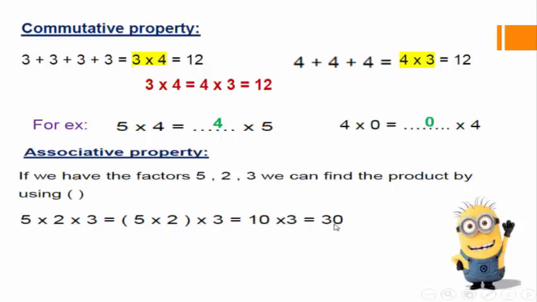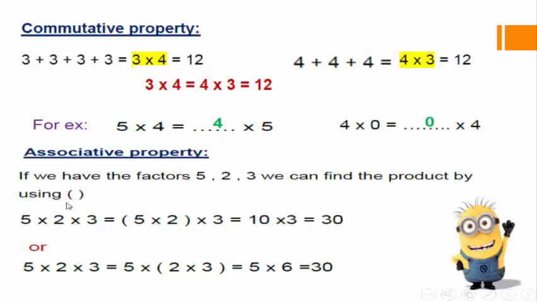And we have another way. We can use the bracket with the other two factors, 2 and 3. So 5 times 2 and 3 inside the bracket equals 5 times the product of 2 and 3, which is 6. So 5 times 6 equals 30. So when I say associative property, I use brackets with the first two numbers or with the second two numbers, okay?